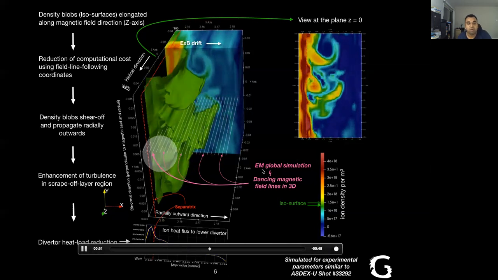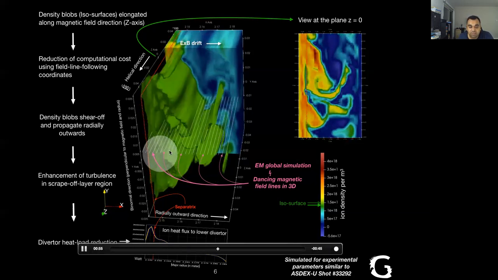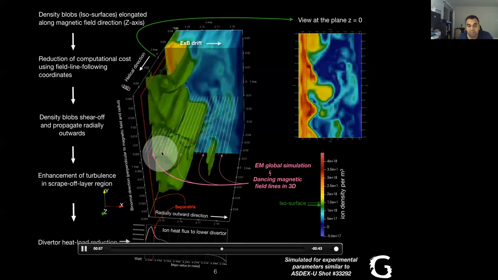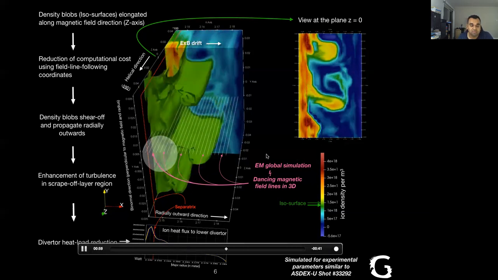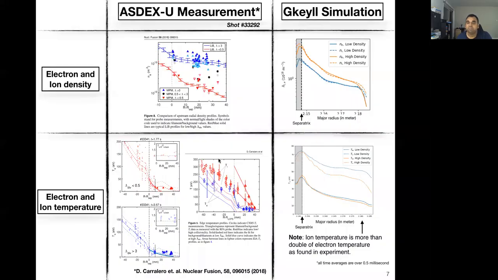And this is to note that these are electromagnetic global simulations. So these field lines that you see, these white thin field lines, they dance in 3D. So that's a beautiful thing we capture.